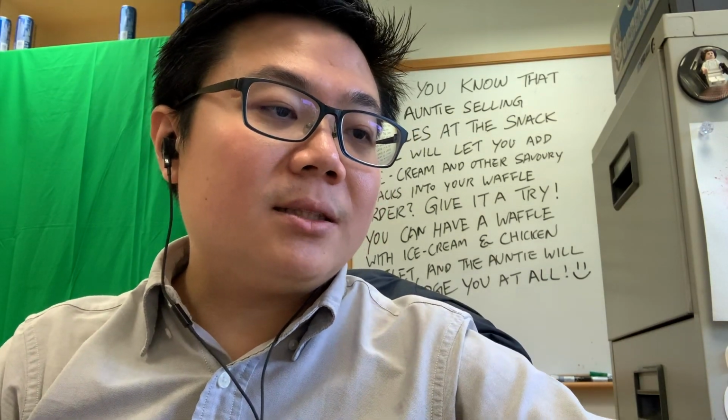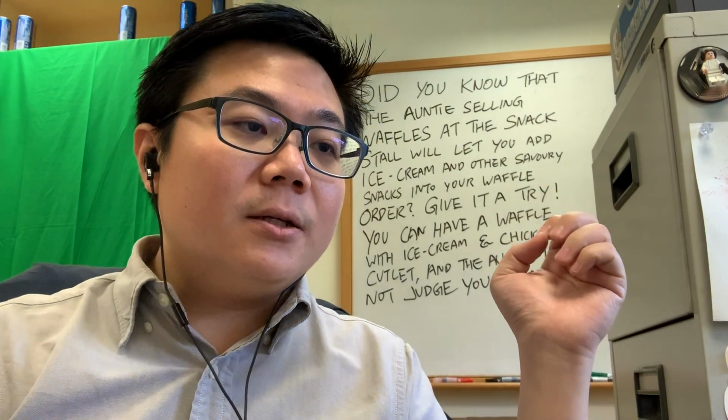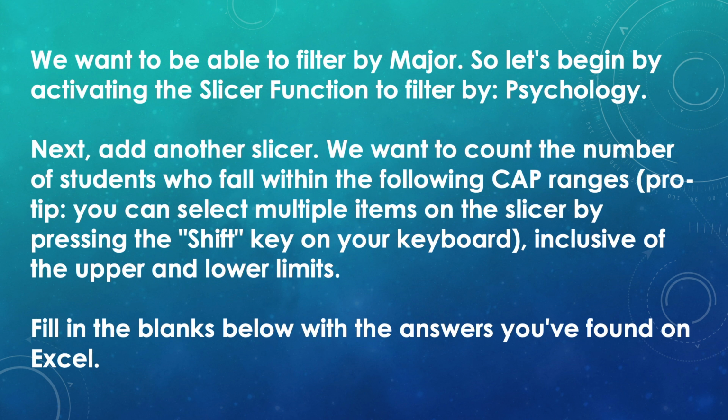Now, let's move on to the next question on pivot tables part 2. The question is a continuation of the previous one, and it says use the slicer function to slice and filter the information you have. What do we want to filter? The question says we want to filter by major and activate the slicer function to filter by psychology, so that we can input the number of students with CAP from 2 to 2.99, from 3 to 3.99, from 4 to 5.